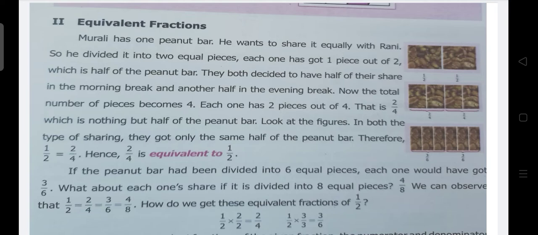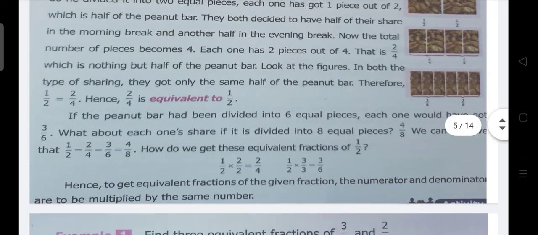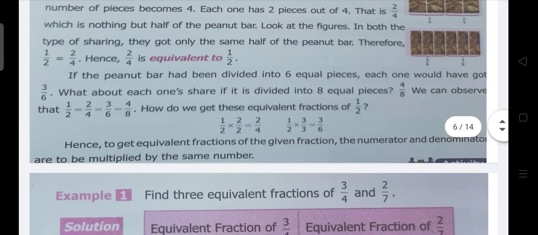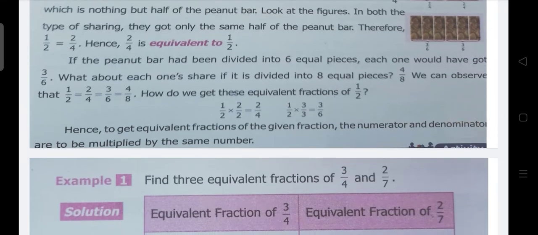By multiplying the numerator and the denominator by the same number, we can get the equivalent fractions. 1 by 2 multiplied by 2 by 2, we get 2 by 4. 1 by 2 into 3 by 3, we get 3 by 6. So 1 by 2, 2 by 4, 3 by 6, 4 by 8 are called equivalent fractions. Find 3 equivalent fractions of 3 by 4 and 2 by 7.